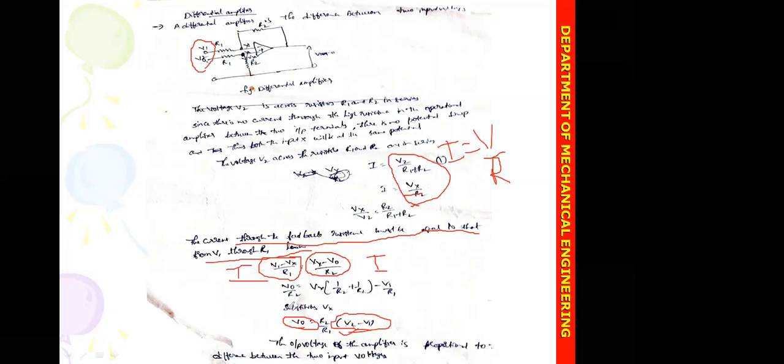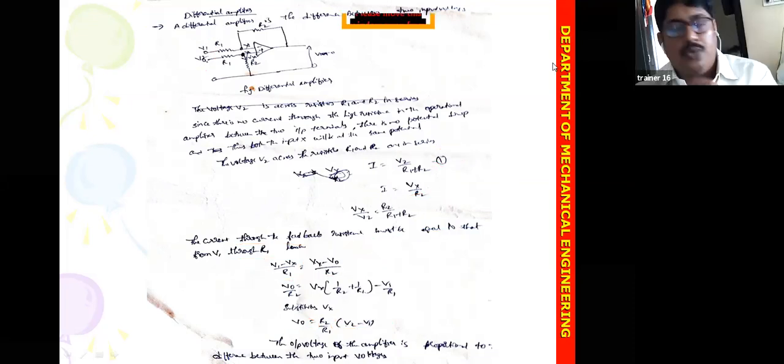Do you understand this one? This differential amplifier is one where the output voltage is the difference between the two input voltages, V1 and V2. So now it is clear. Any questions? You can raise them if there are any questions, and you can ask.